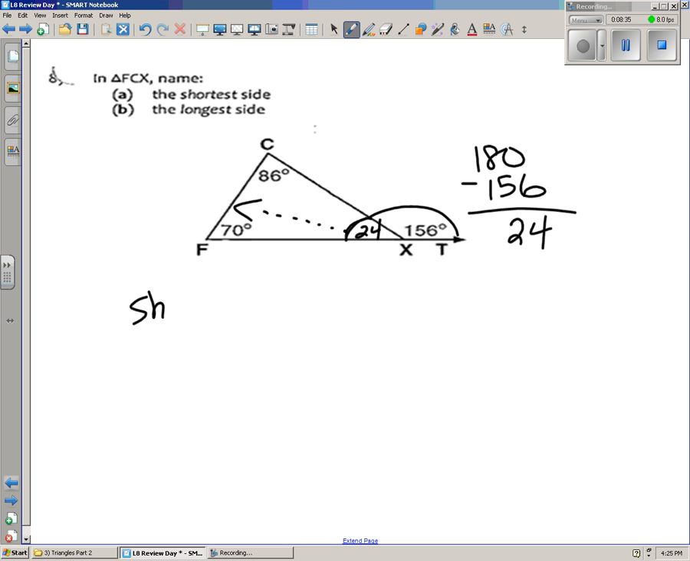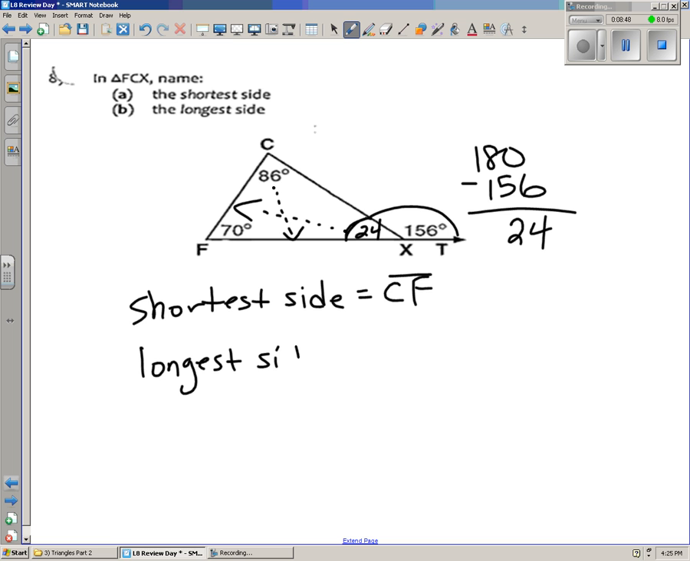So now the shortest side is across from the smallest angle. So shortest side is CF or FC, however you want to say it. And the longest side is across from the largest angle. So longest side is FX or XF.